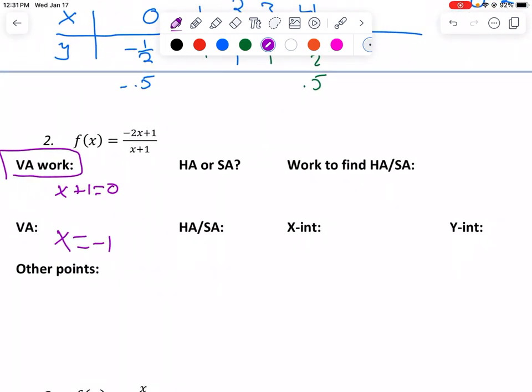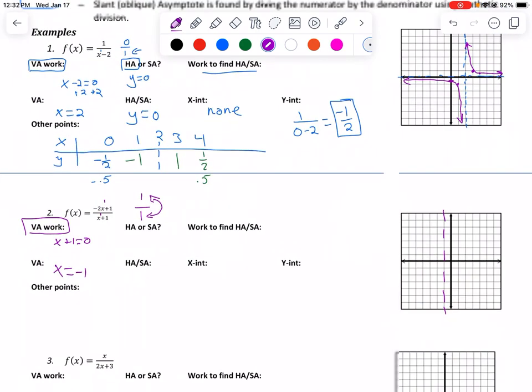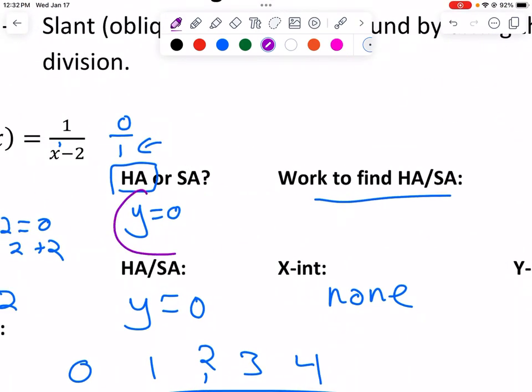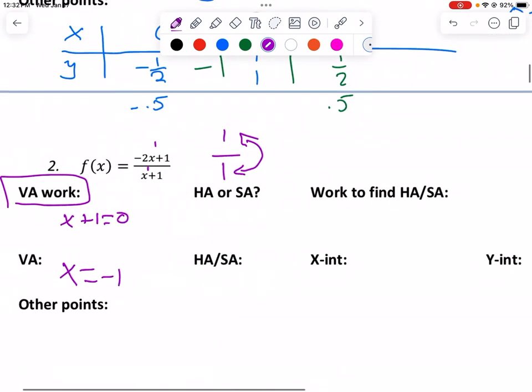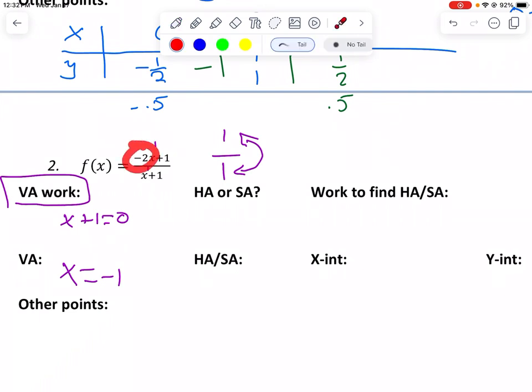Okay, so to figure out our horizontal or slant, we are going to take the degree of our biggest degree of our x values here. So that would be 1 over 1, because it's negative 2x to the first on top and x to the first on the bottom. When these match, okay, so on the last one they didn't match, my bottom was bigger than my top, and that gave me y equals 0. But for this one, when these degrees match, we use the leading coefficient. So the leading coefficient here would be negative 2. So this is horizontal because they match.